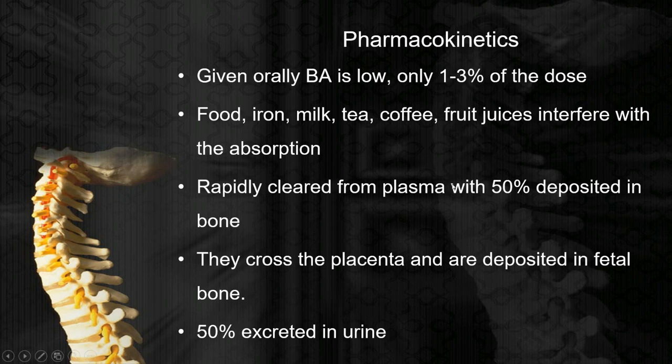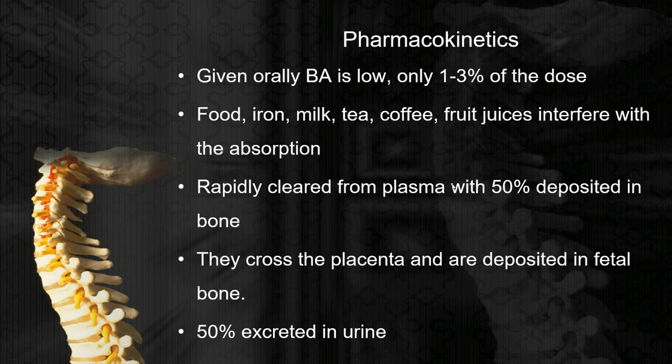Now coming to the significant pharmacokinetic features of bisphosphonates. Usually bisphosphonates are given parenterally and some are given orally. Orally given bisphosphonates have very low bioavailability, just 1 to 3% of the given dose, and the absorption is interfered with by the majority of our daily food intake, which also includes iron, milk, tea, coffee as well as fruit juices.